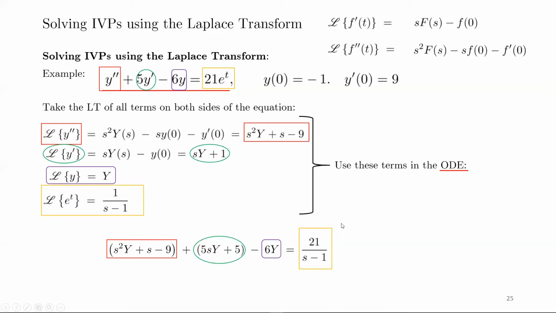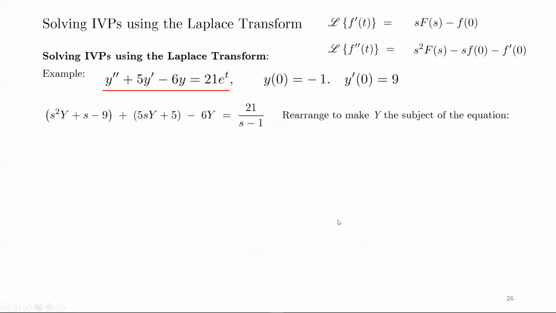Okay, we can rearrange now to make y the subject of this equation. So this is going to be an algebraic equation. I have some common factors of y here. So I have an s squared times y here, I have a plus 5s times y here, and I have a minus 6 times y here. All the other terms I'm going to take to the right hand side of the equation, like so. Here are my terms that are multiplied by y.